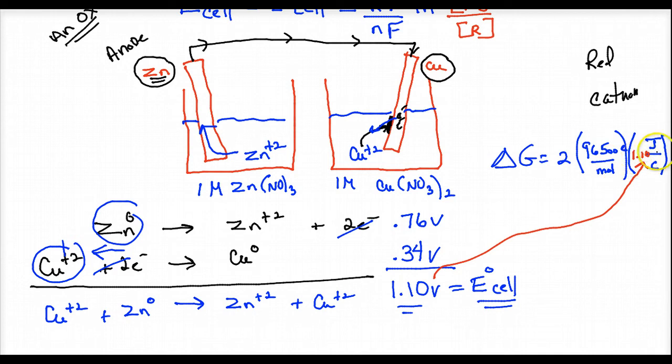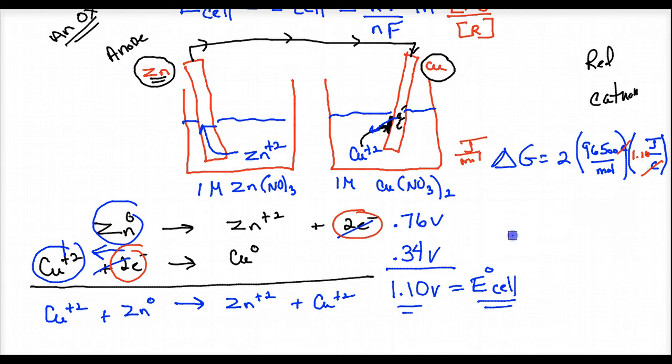1.10, and notice the coulombs cancel, leaving joules per mole. This number of 2 I got from the balanced electrons, the ratio of electrons per reducer or electrons per oxidizer, and I times that through, and that's what I come up with for my delta G. In this case, of course, it comes out joules per mole, and you can convert to kilojoules, and that's how you'd use that. But that's not the Nernst equation. That's not what I'm really after.